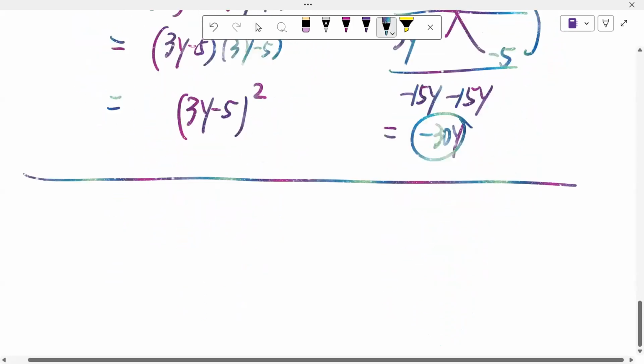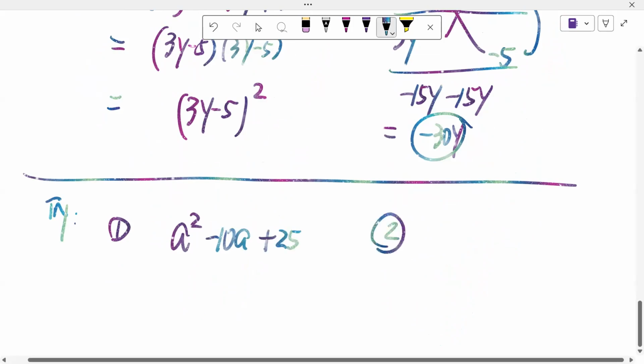Okay, we try a couple, right? The first one is a squared minus 10a plus 25. The second one, 25x squared minus 60x plus 36. Try this.